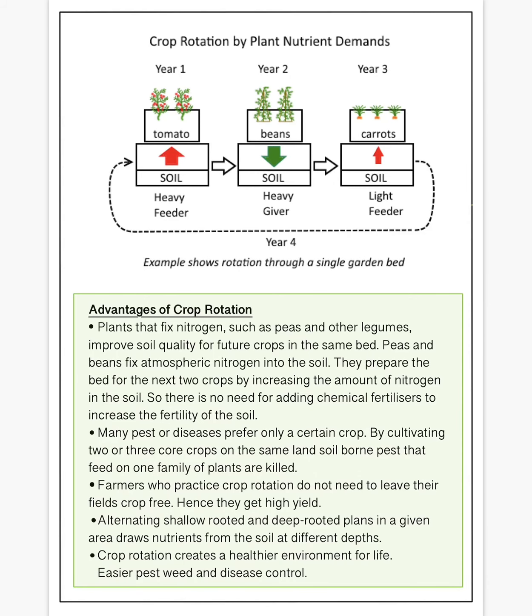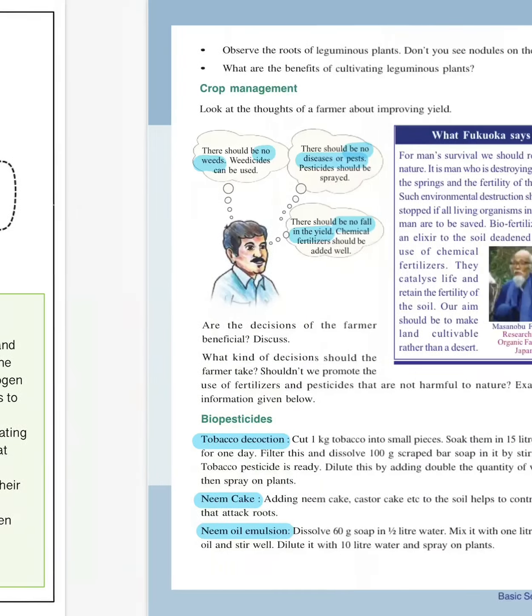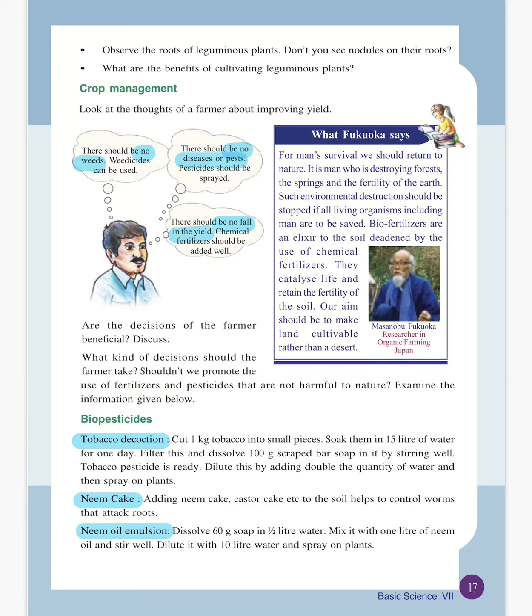Now the next page is crop management, sorry. A farmer has to manage a crop. What does a farmer want? He wants a good yield. Yes or no? He wants a good yield. And then there should be no pests and diseases and there should be no weeds. Okay, because weeds will take out the nutrients.